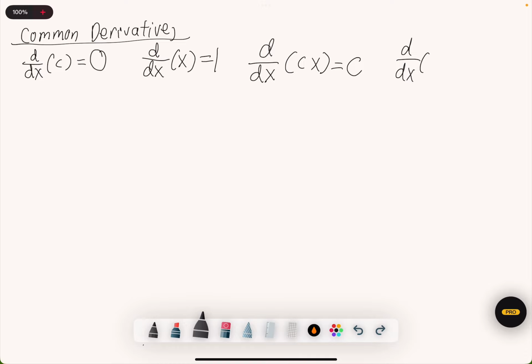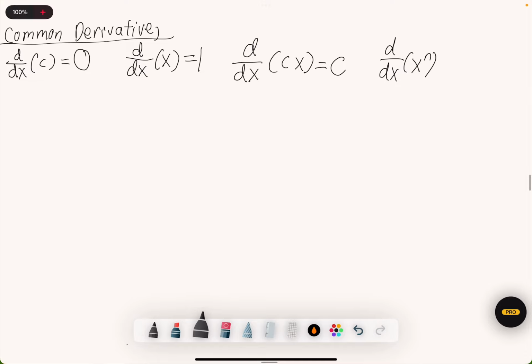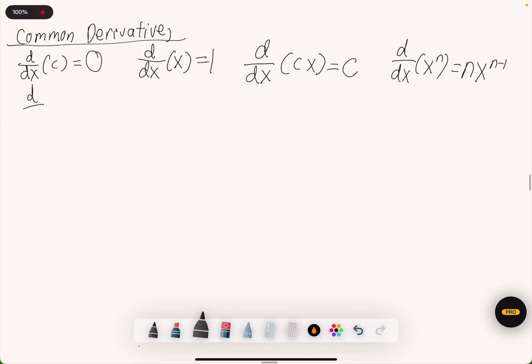Before that we have the derivative of x to the power of n, which using the power rule is just n times x to the power of n minus 1. And lastly, we have the derivative of the constant times x to the power of n, which is c times n times x to the power of n minus 1.